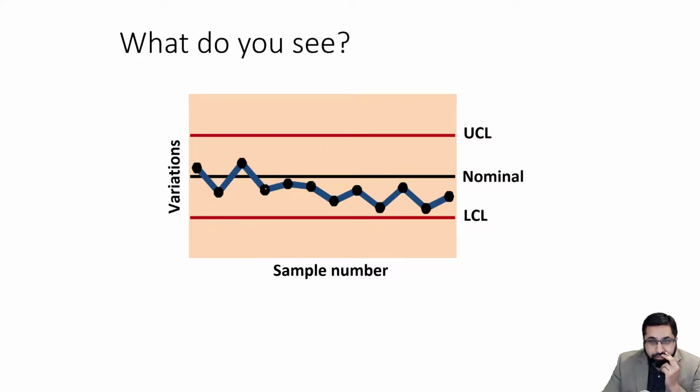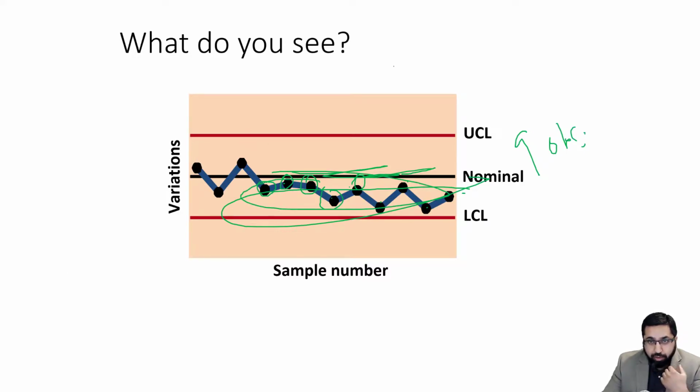This one is suspicious. Look at the points below. This is below the mean, below the mean, below the mean, below the mean, below the central line. Okay, so 1, 2, 3, 4, 5, 6, 7, 8, 9 observations below the mean. Do you know what's the probability of getting 9 observations below the mean?